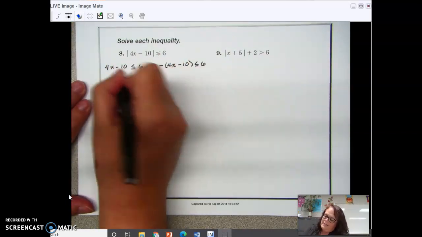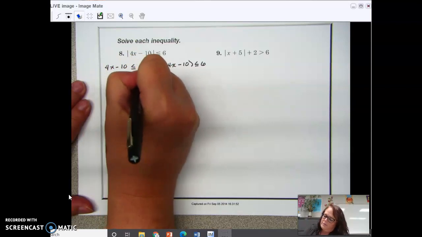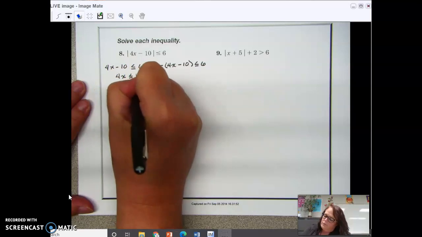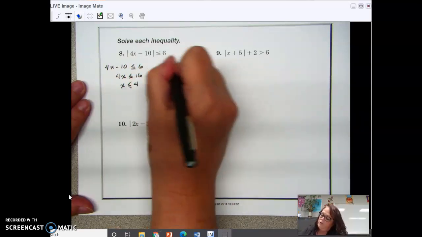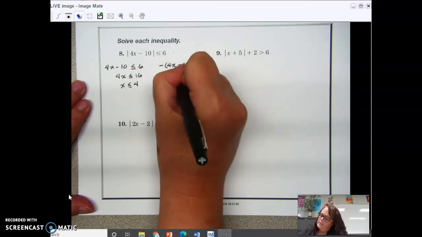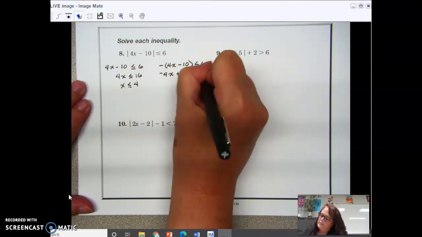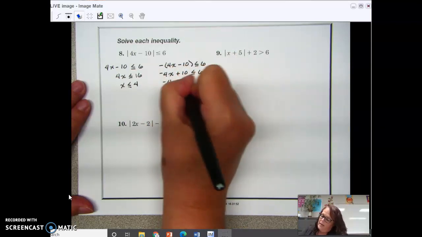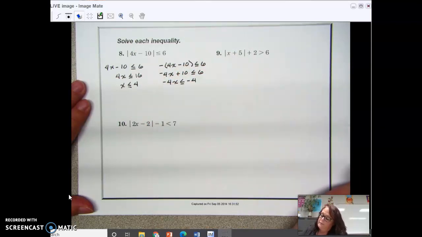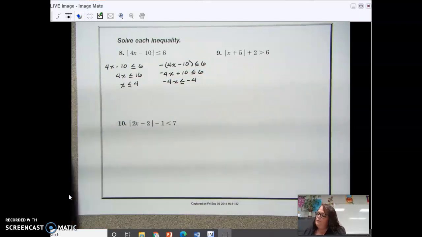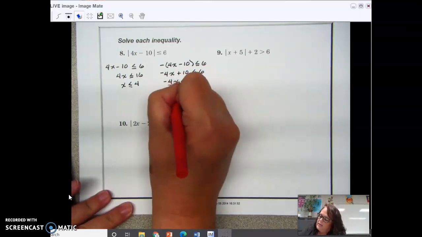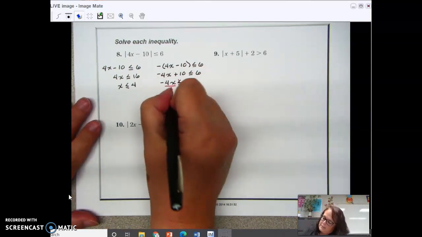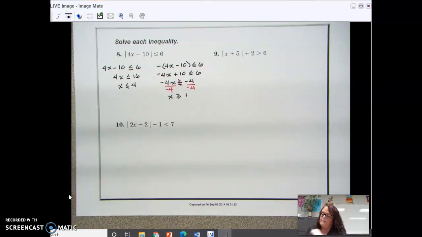So here, if I add 10 to both sides, we get 4x is less than or equal to 16. And then dividing by 4, we get x is less than or equal to 4. Coming over here, if I distribute, I get negative 4x plus 10 is less than or equal to 6. So if I subtract 10 from both sides, I get negative 4x is less than or equal to negative 4. And then when I divide by negative 4, that changes my inequality. So it flips it from less than to saying that we have greater than or equal to 1.